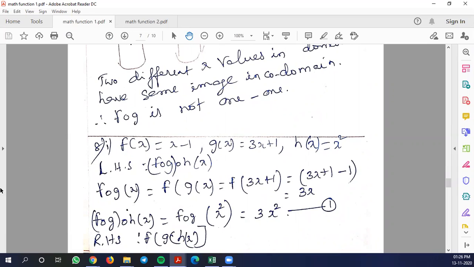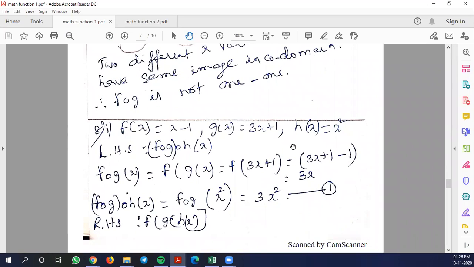Eighth sum. You have three subdivisions. First one: f of x is x minus 1, g of x is 3x plus 1, h of x is x square. So for the LHS you have to find out fog. So fog of x is equal to f of g of x, and g of x is 3x plus 1. So that is f of 3x plus 1. What is f of x? x minus 1. So in the place of x, the whole thing is taken as x. So 3x plus 1 minus 1, the plus 1 and minus 1 get cancelled.